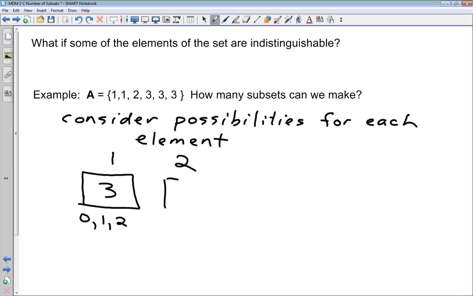What about the digit 2? How many possibilities do we have there? Well, there are only 2 possibilities for the digit 2. We can have 0 2s in our set, or we can have 1 2 in our set.